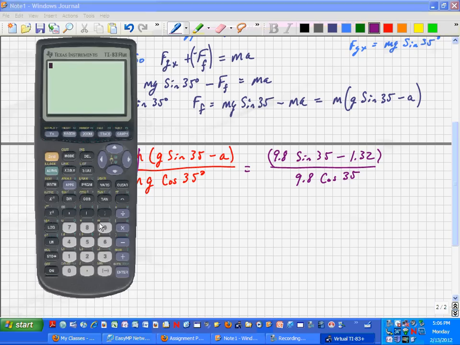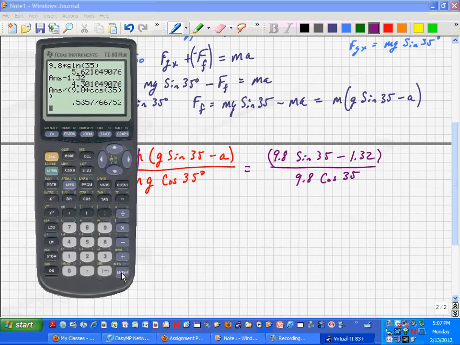Let me go ahead and do 9.8 times sine 35 degrees, and we get 5.62 minus 1.32, hit enter, and I get 4.301, and so on. Now what I'm going to do is take that answer and divide that by, let me put this in parentheses, 9.8 times cosine 35. Let me close that up.